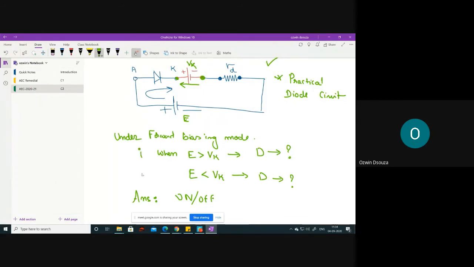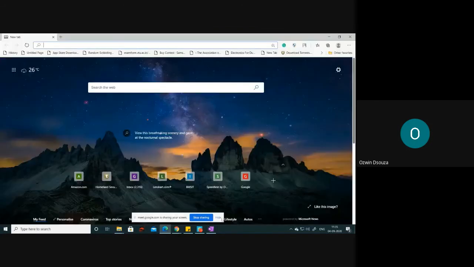Okay, you can just type the answers in the chat box. Don't worry, I will not give any marks for this. Just an exercise. You can just type it in this manner: 1-on and 2-off. Something of this kind you can answer in the chat box.